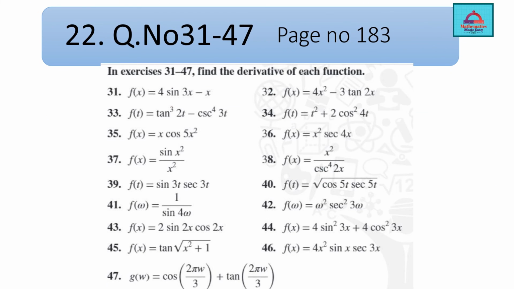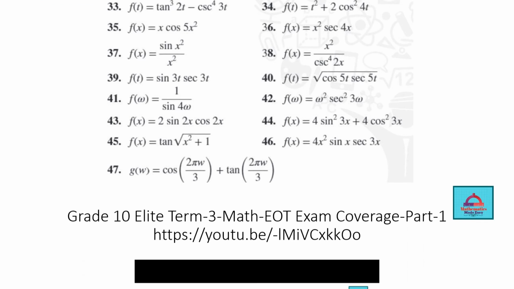Again, for the questions 31 to 47 that you see here, they are already solved in the video previously, just giving you the final answers. So do watch that video, which I'm going to now put in the link of the description box, and then come over to the final answers from the answer key in this video to check your answers.